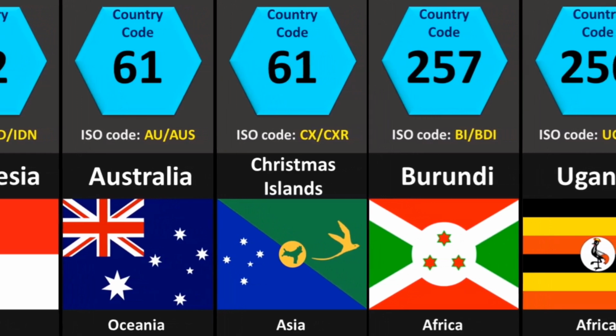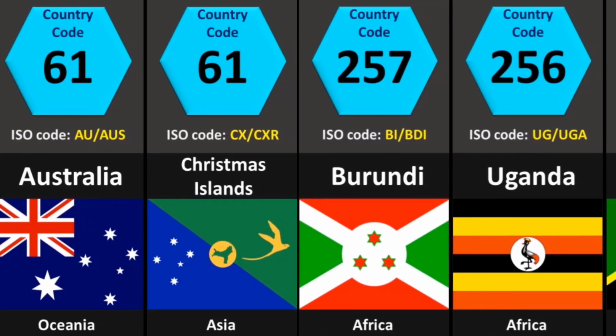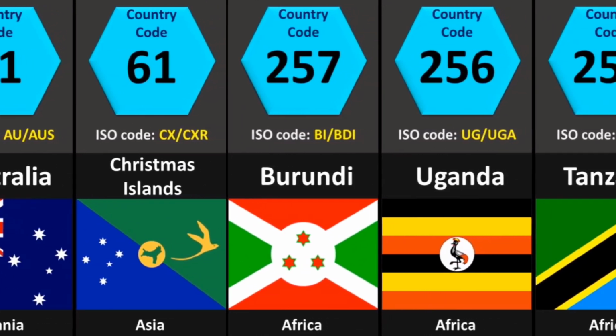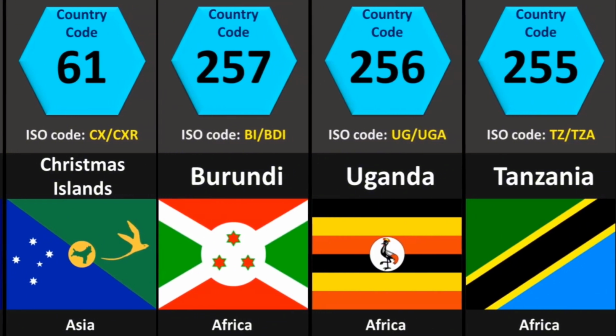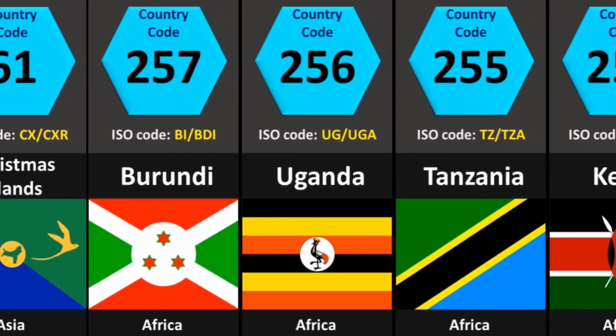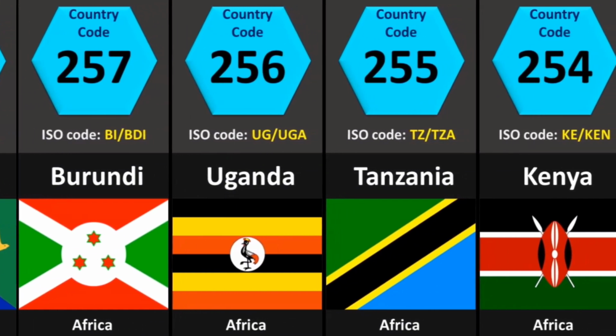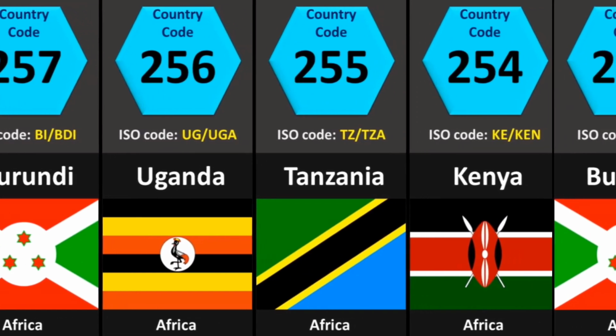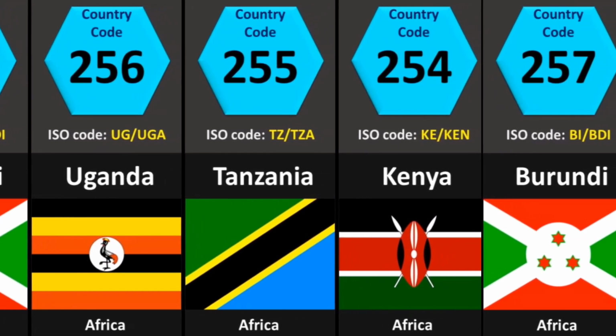Comparison table: different ISO codes for major countries. Country, alpha-2, alpha-3, numeric. United States: US, USA, 840. United Kingdom: GB, GBR, 826. India: IN, IND, 356. Pakistan: PK, PAK, 586.